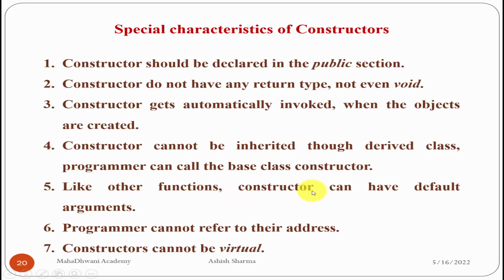Like other functions, constructor can have default arguments. Whatever we know about functions, in functions we have a default function, parameterized function. So constructor also has a default constructor. Programmer cannot refer to their address. Programmer never knows the address of the constructor. It will be automatically defined by the system. Constructor cannot be virtual. Constructor is never virtual. Virtual is a concept of dynamic binding or polymorphism to minimize the duplicacy of the source code. So constructor is never virtual. We should remember this point.